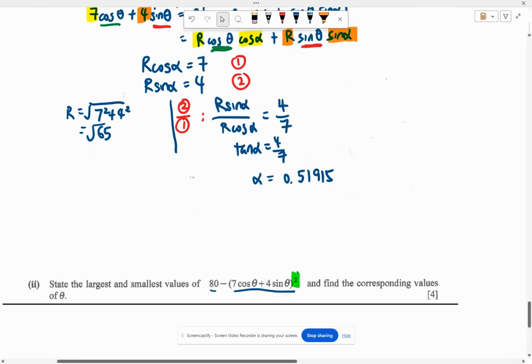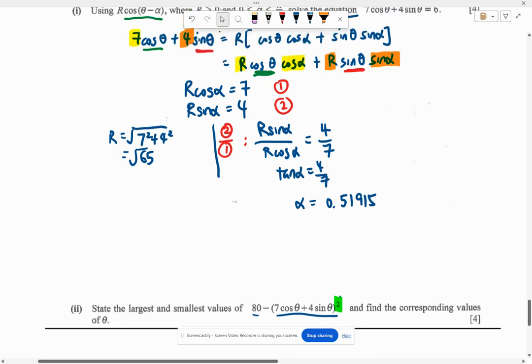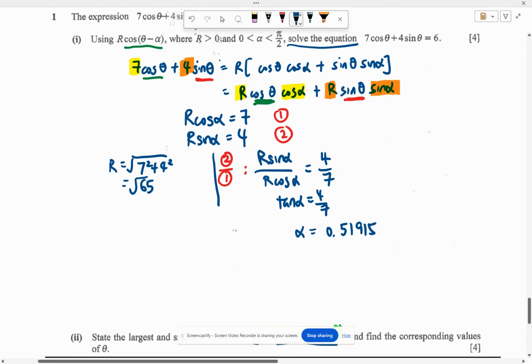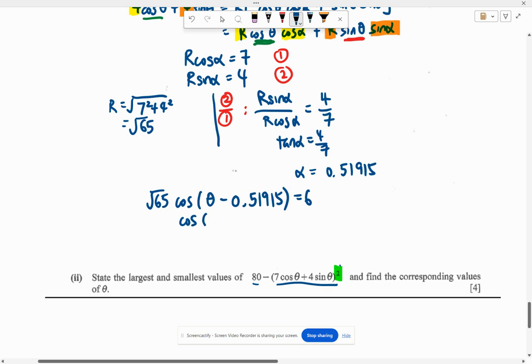Alright, I'm back. Okay, so what we have to do next is we have to solve this equation. So after we have done the R formula form, we can replace 7 cos theta plus 4 sine theta with what you have. Follow the form that is given right at the top. Alright, so I replace square root 65 cos theta minus 0.51915 equals to 6. Go on with the manipulation.